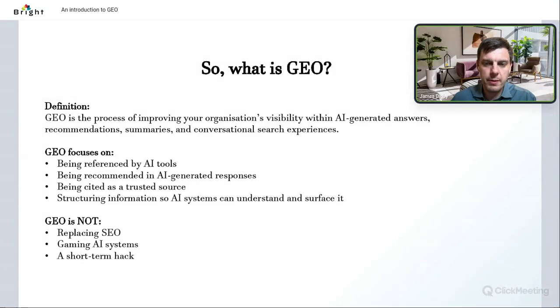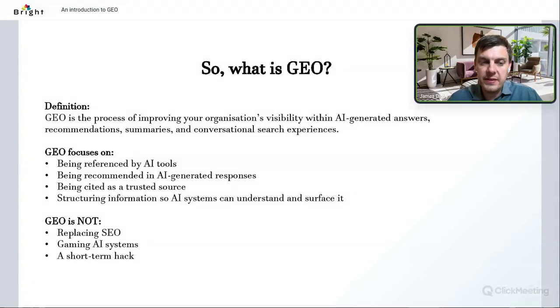So you may remember if you used SEO a long time ago, there was a lot of people out there kind of jamming in as many keywords as possible, maybe repeating those keywords 10 times in articles. Again, that didn't work back then. It's not going to work for GEO. And it's definitely not something that is a short-term hack. As with SEO, it does take time.